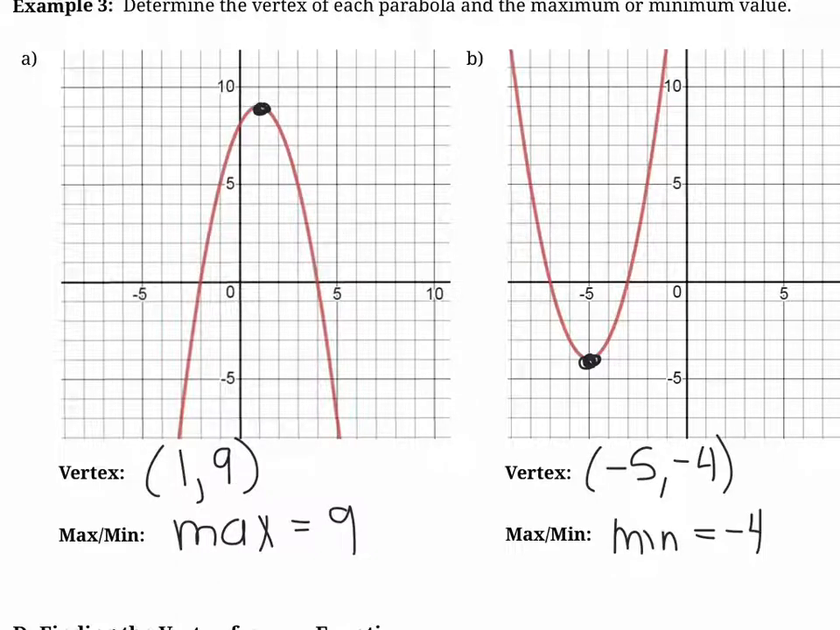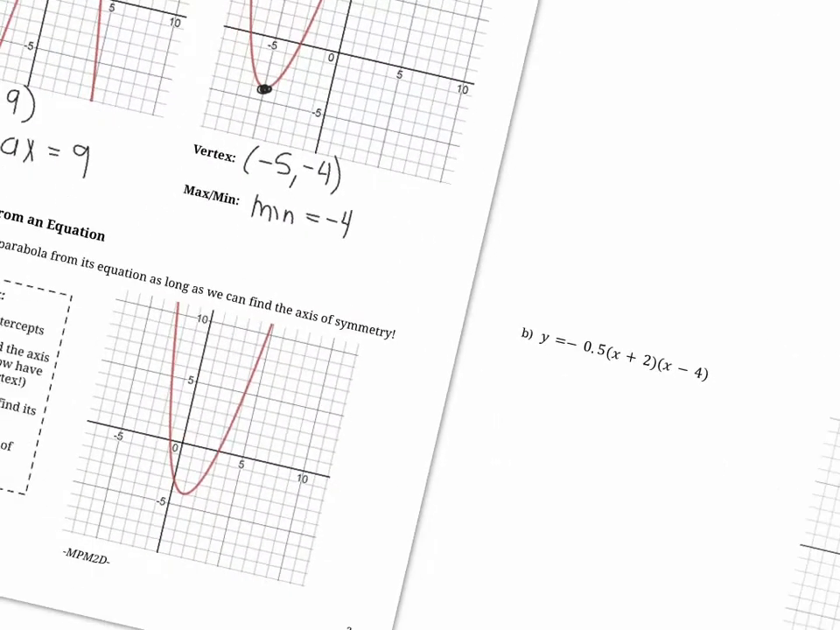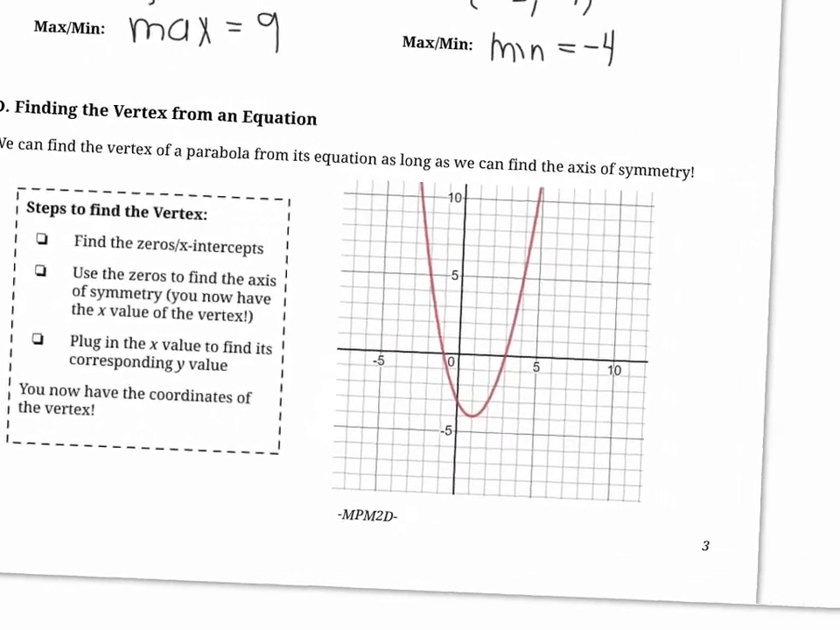Now let's put all of these pieces together and solve a problem. So here's our final example. Here is an equation. You can see we're not given any picture. And it says find the vertex of this parabola and then sketch it. So we have to figure out how to find the vertex of the parabola. So try to use these steps to help you.